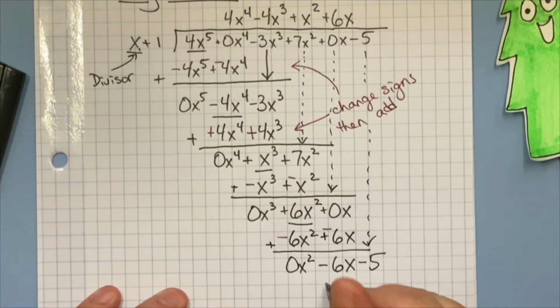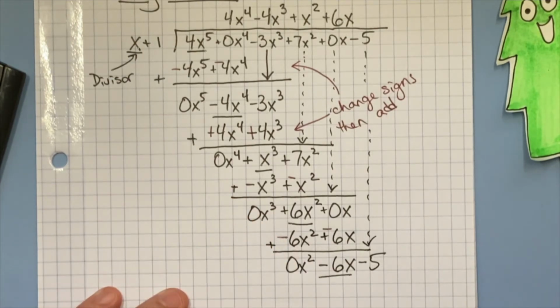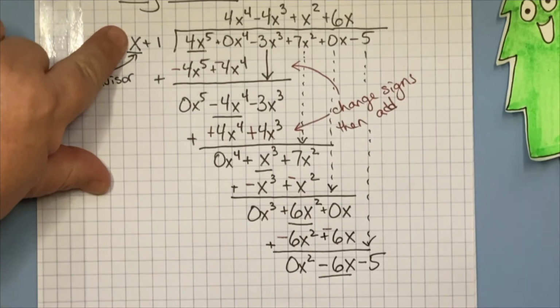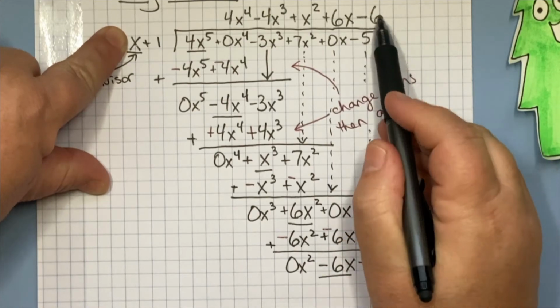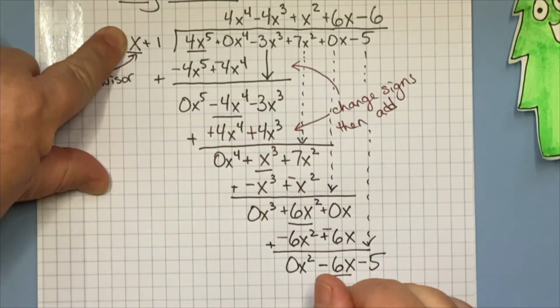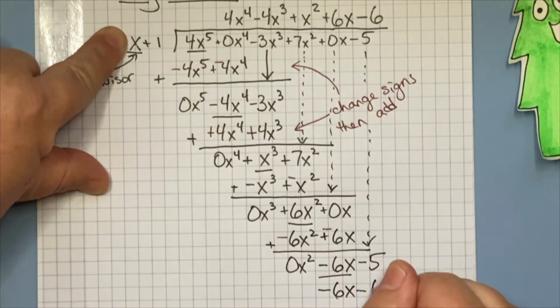So then I look at the negative 6x, I look at the x, and I think, what do I need to bring in? I'm going to take this x, and I'm going to say I have to multiply it times negative 6. So I'm going to put a negative 6 up here. Negative 6 times x is a negative 6x. Negative 6 times 1 is a negative 6.